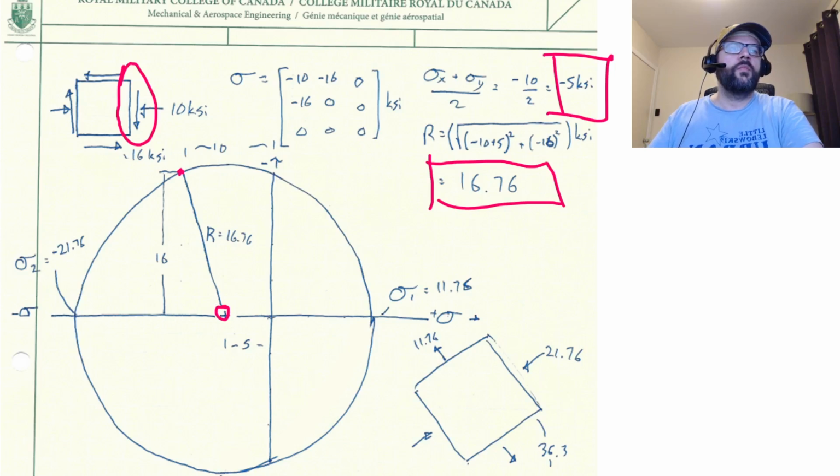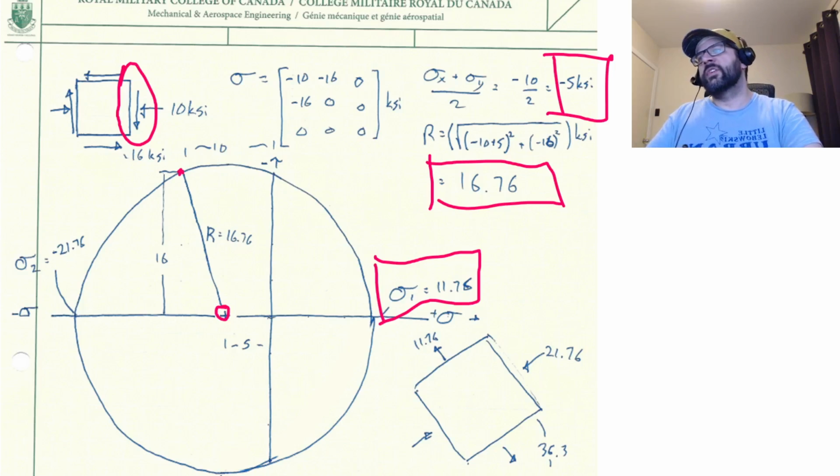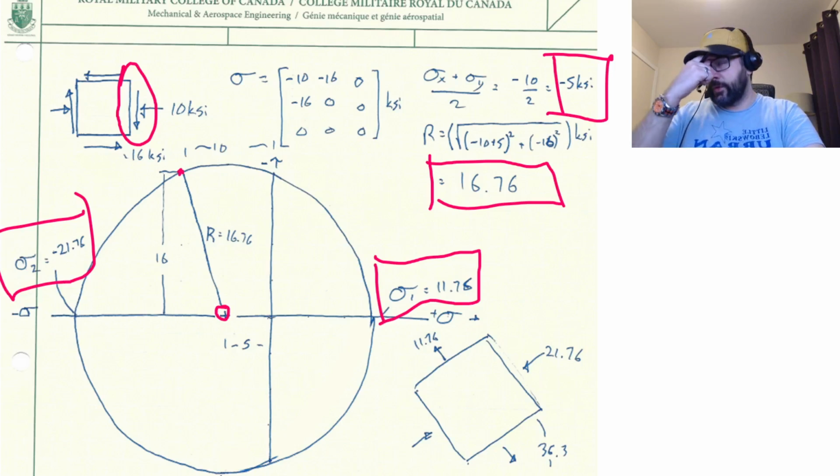So our principal stresses, sigma 1 is just the negative 5 plus the 16.76 gives us 11.76 ksi. The sigma 2, that's just going to be the negative 5 minus the 16.76, so minus 21.76.